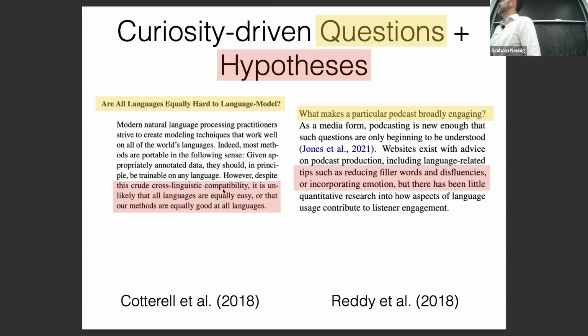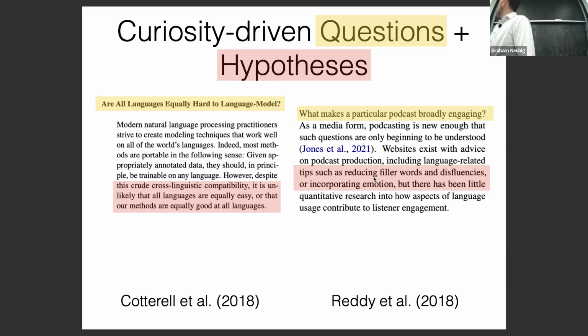But that might be falsified by getting a very strong result that says, no matter which language you're modeling, many models that we use get similar results on them. What makes a particular podcast broadly engaging? This was an analysis of podcasts where they compared popular podcasts and unpopular podcasts, or engaging and unengaging podcasts.